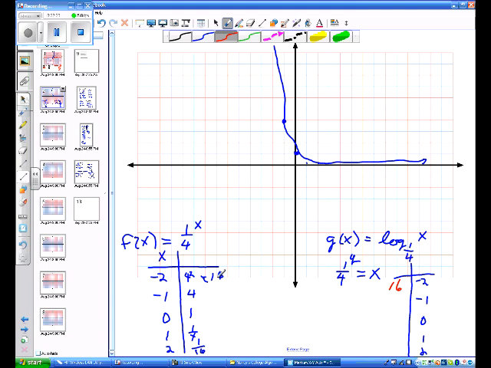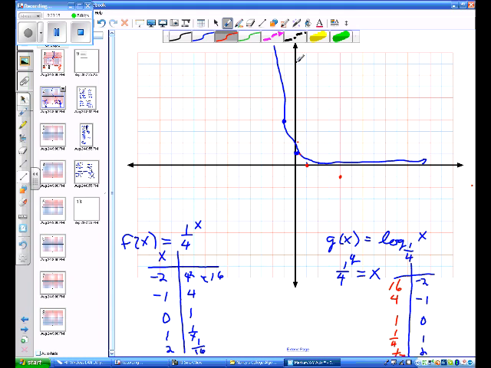And those are the reciprocals. 1/4 to the -1, I'd want the reciprocal. That would be 4. 1/4 to the 0 is 1. 1/4 to the first is 1/4. And then we have 1/16. And so again, you can see that my x and y values just switched. So if I graph this, way out here at 16, I'm at -2. At 4, I'm at -1. At 1, I'm at 0. At 1/4, I'm at 1, and at 1/16, I'm at 2.